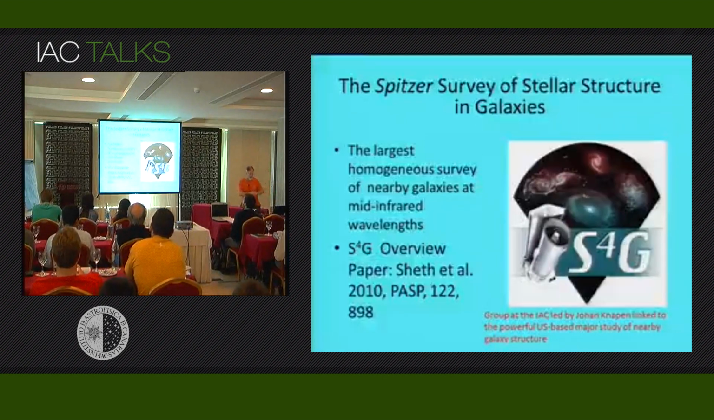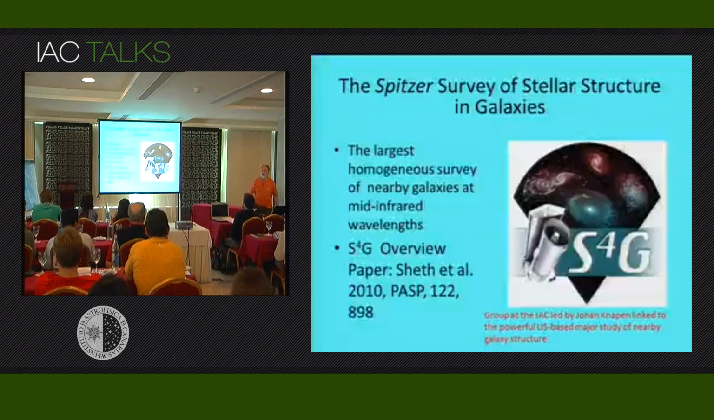Now I'll go on to a more major piece of work, which is the S4G Galaxy Survey. There's a group at the IAC led by Johann, which is linked to this very powerful US-based major study of nearby galaxy structure. We know that if you observe in the infrared, you get rid of some problems of measuring the stellar component of galaxies. Obviously, it's dust. If you observe into the infrared, you get rid of many of the problems of dust, not all of them.